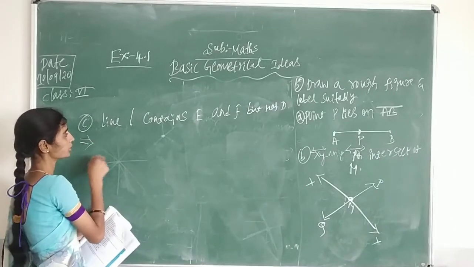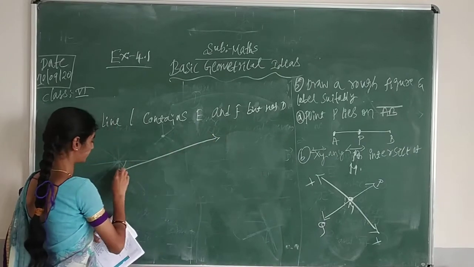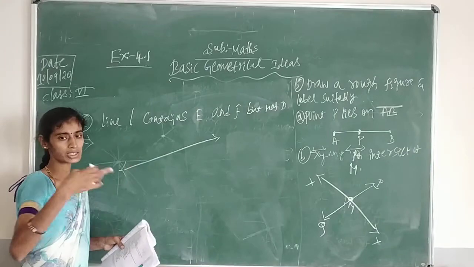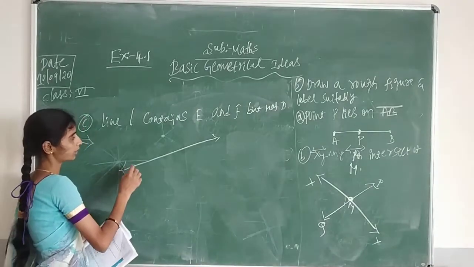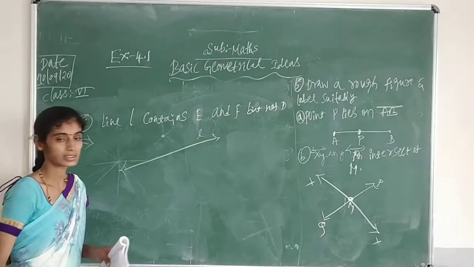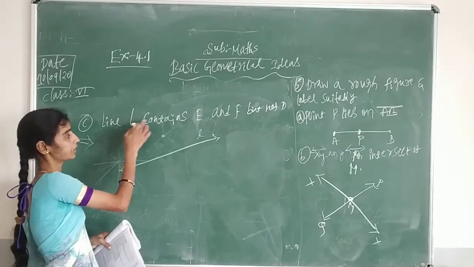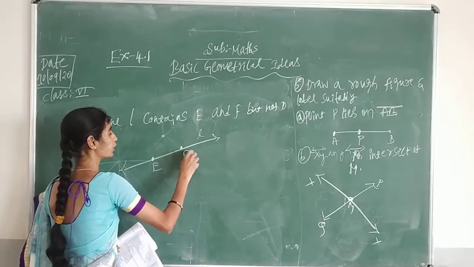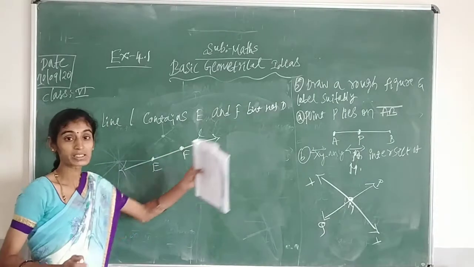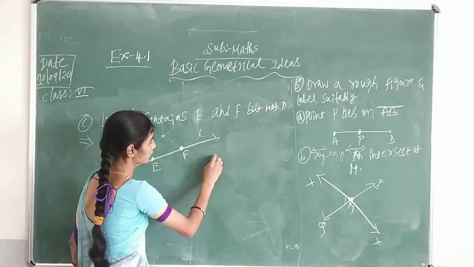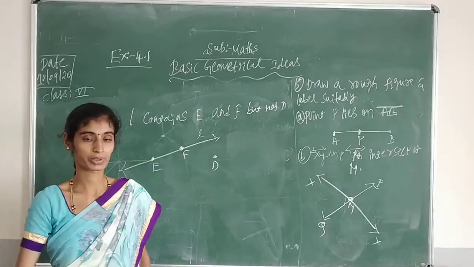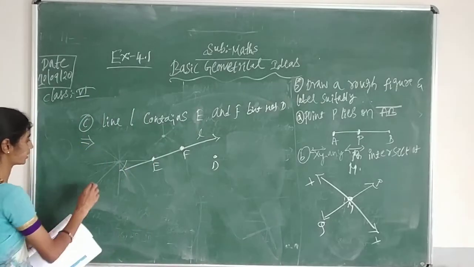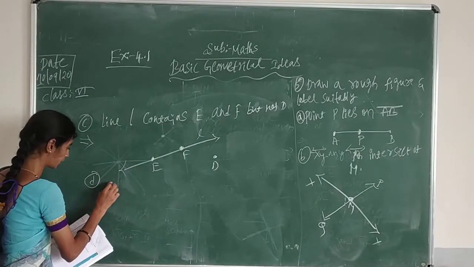Means what to do, children? You have to draw one line. So this is how you can draw the line. You can draw a straight line, cross line, slanting line, whichever you want you can draw. And you have to consider this line as L. And they have said line L contains E and F. Means you have to make the points E and F on this line. But D is not on that line. It's somewhere outside. You have to represent that D. It's very simple. Okay.